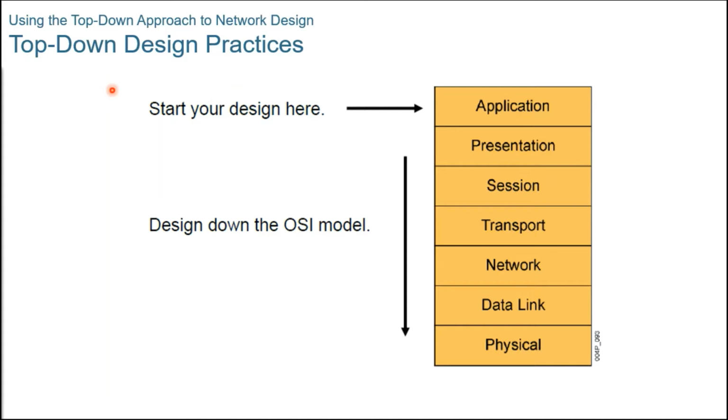Top-down approach to network design. So basically, this is based on the OSI layer, or the internet model. So you've got the OSI and the TCP/IP model. With the OSI layers, we are considering the 7 layers versus the 4 layers of the TCP/IP model.